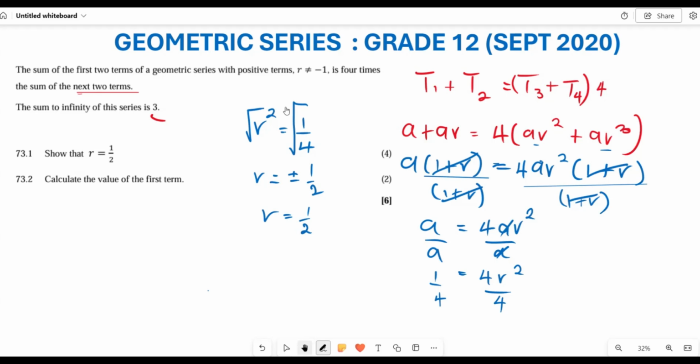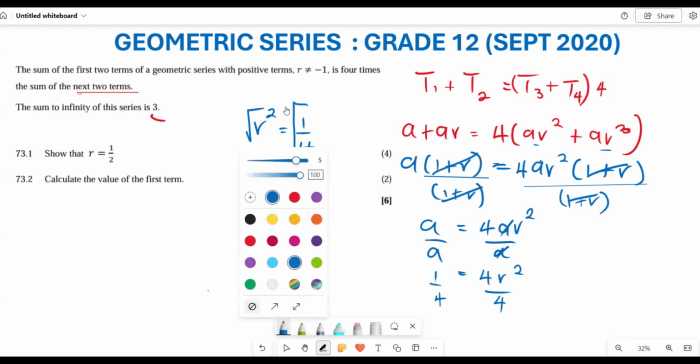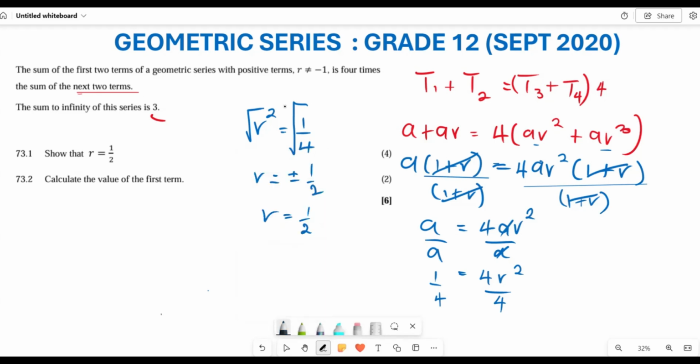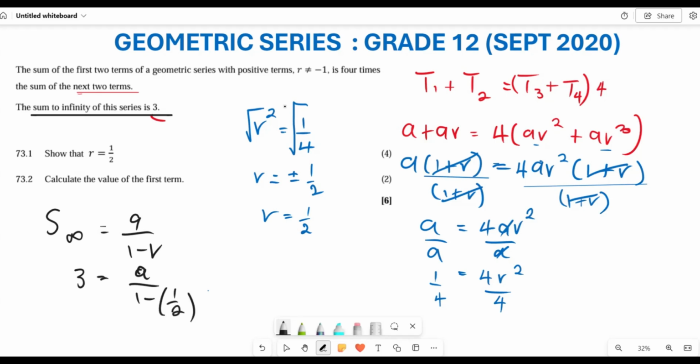So basically that's what you are going to have in this particular question. Now let's look at the next question. Now they want us to calculate the value of the first term. Luckily they said the sum to infinity of this series is given by 3. So I can say the sum to infinity is given by a over 1 subtract r. They said the sum to infinity is given by 3, and this is equal to a over 1 subtract the ratio that I found, which was 1 over 2.